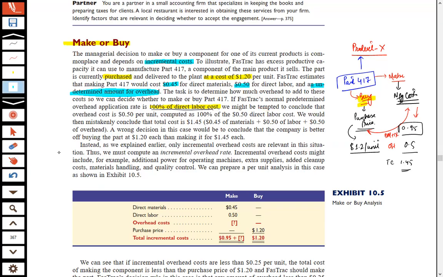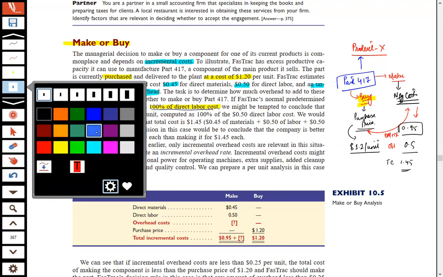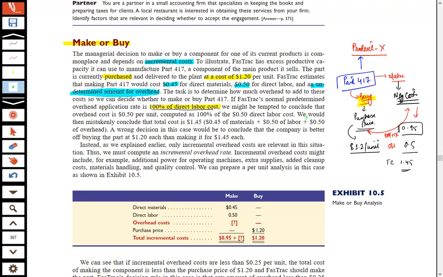This sentence is very important. We would then mistakenly conclude that the cost is 1.45, and we have also concluded this, because the overhead is applied. We don't know the actual overhead. It may be so, but there are some other reasons as well.